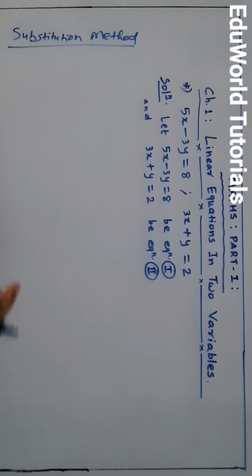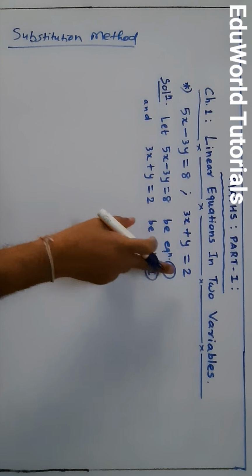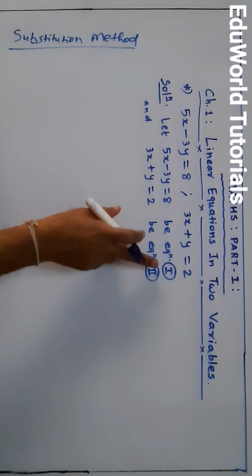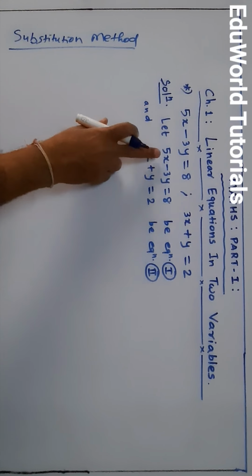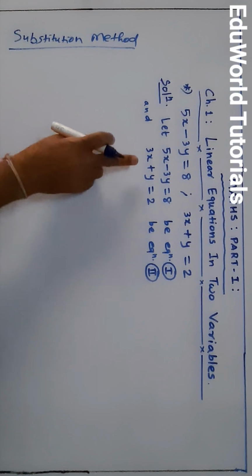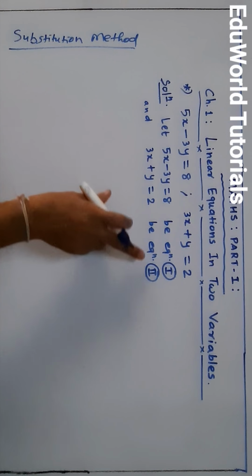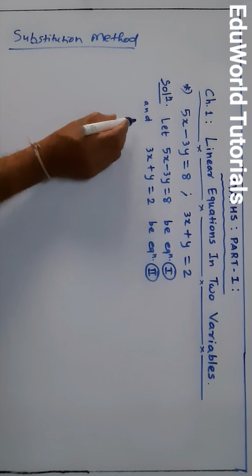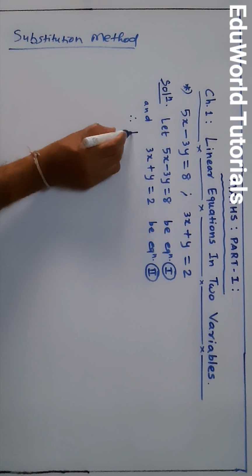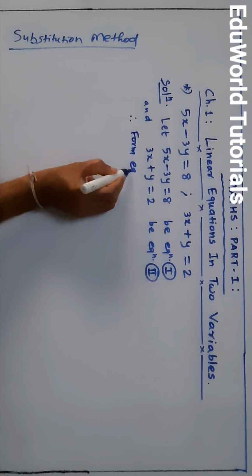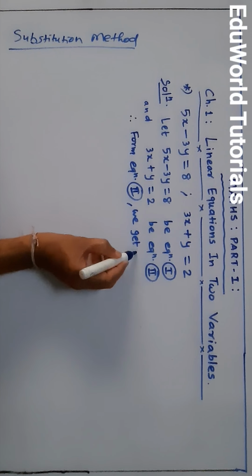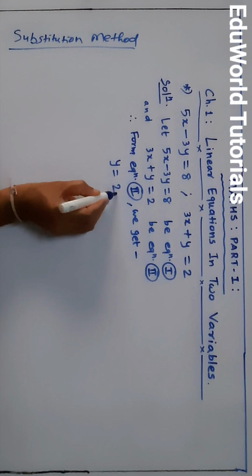So the second method is the substitution method. I have kept the same example as it is also given in the textbook, and we begin in the same manner. 5x minus 3y equal to 8 be equation number 1, and 3x plus y equal to 2 be equation number 2. Now if you observe, from the second equation we can get the value of y. How to get the value of y? Therefore, from equation second we get y equal to 2 minus 3x.